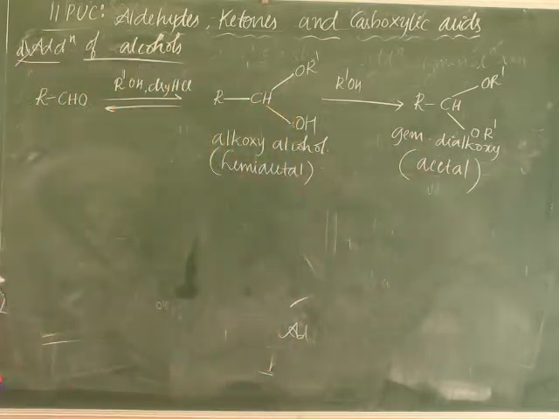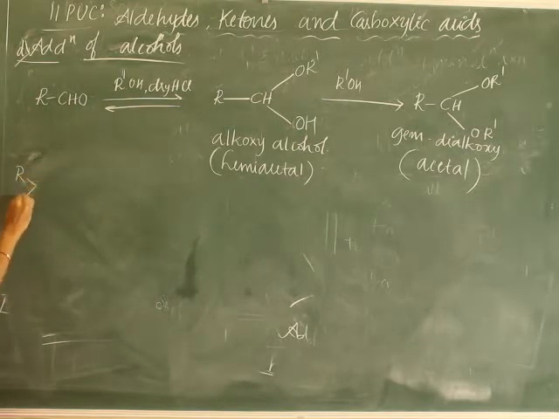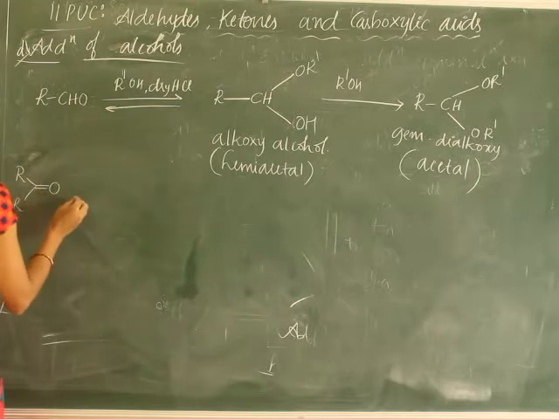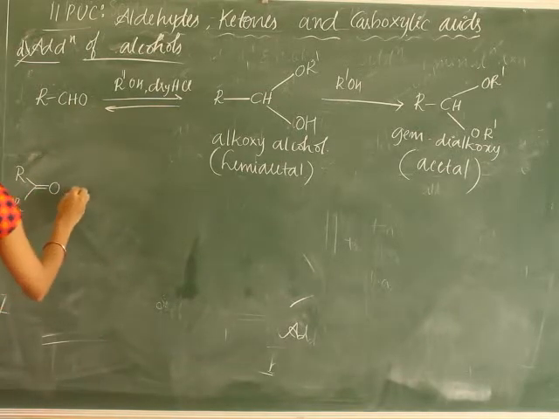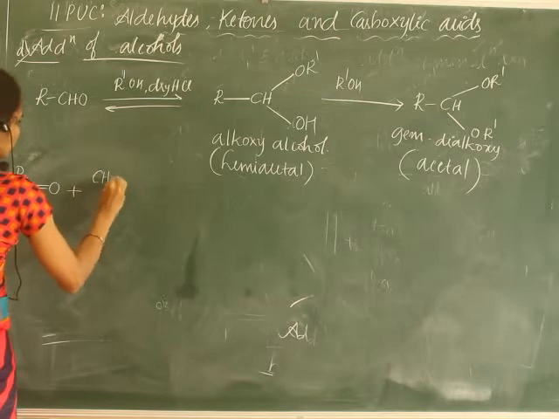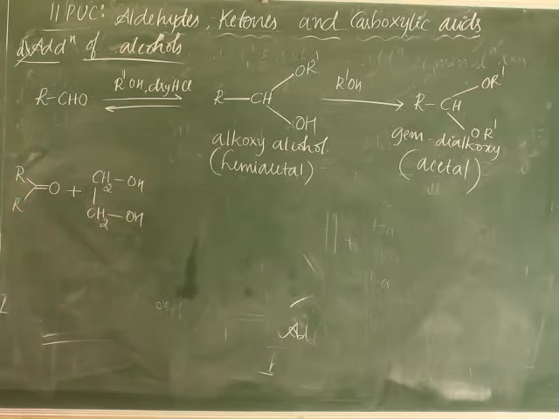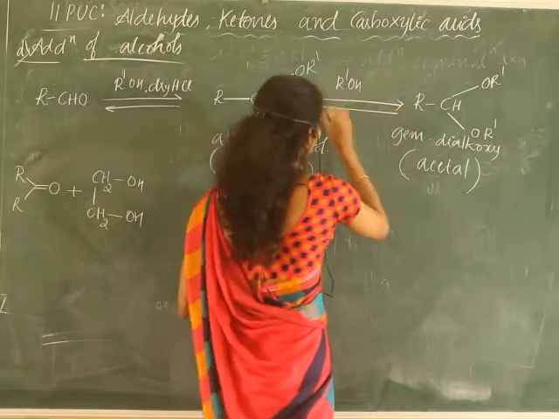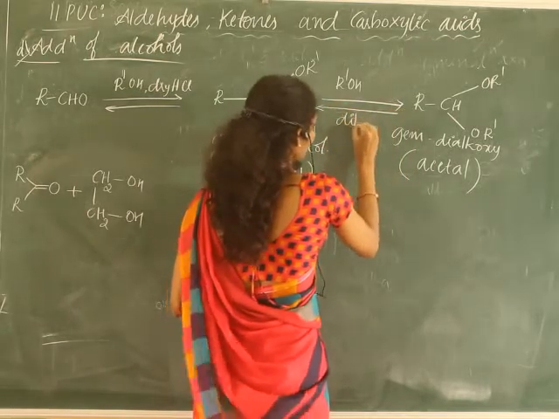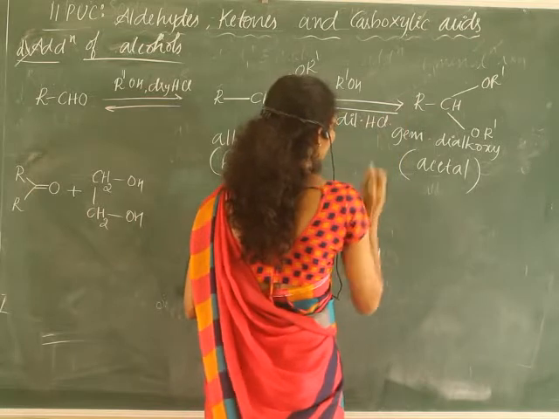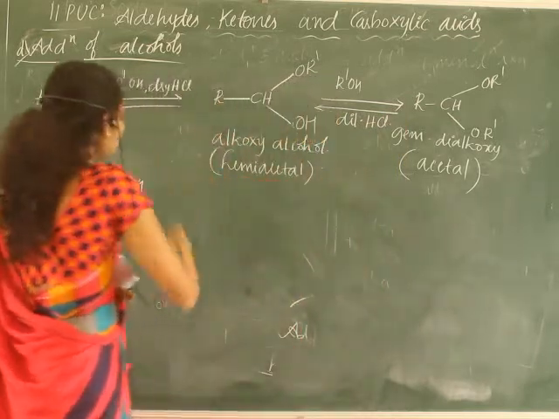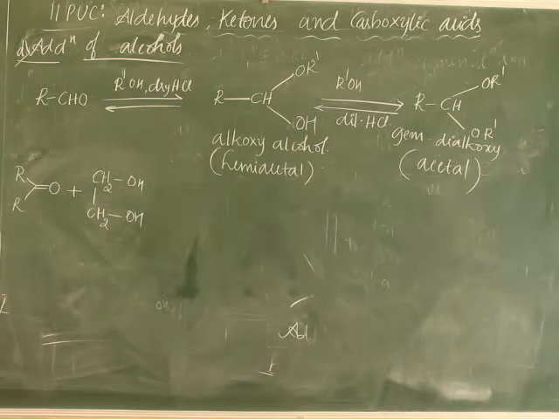Now what about ketone? Ketone on reaction with ethylene glycol, that is CH2OH and CH2OH, is called ethylene glycol. One more thing, this reaction is reversible. If we hydrolyze with dilute HCl, then you will get the aldehyde back. You can get back the aldehyde, it is a reversible reaction.